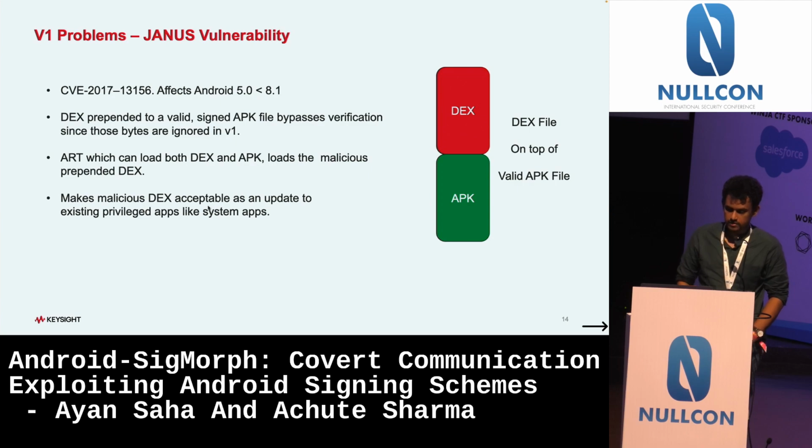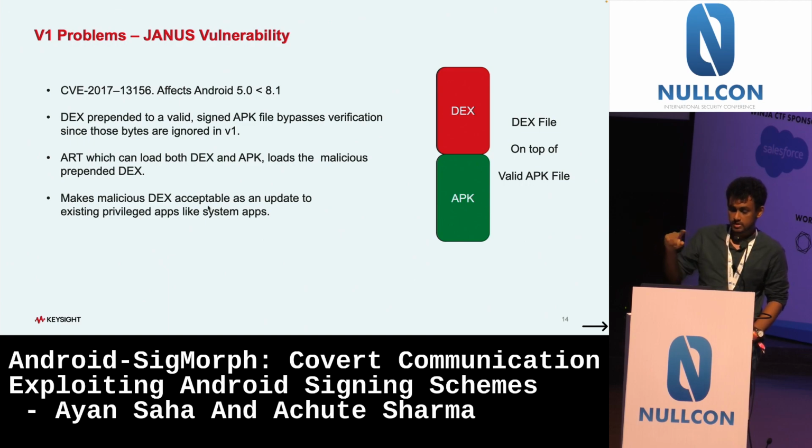The last issue in V1 that we are aware of is called the Janus vulnerability. Here again, we have a V1 signed APK, and what an attacker can do is just append a malicious DEX on top of the APK file. In zip parsing, the APK is being parsed from the bottom. So anything prepended at the top in the V1 signing scheme actually gets ignored. So during the verification, since the malicious DEX file is at the top, that gets ignored, so it passes the verification.